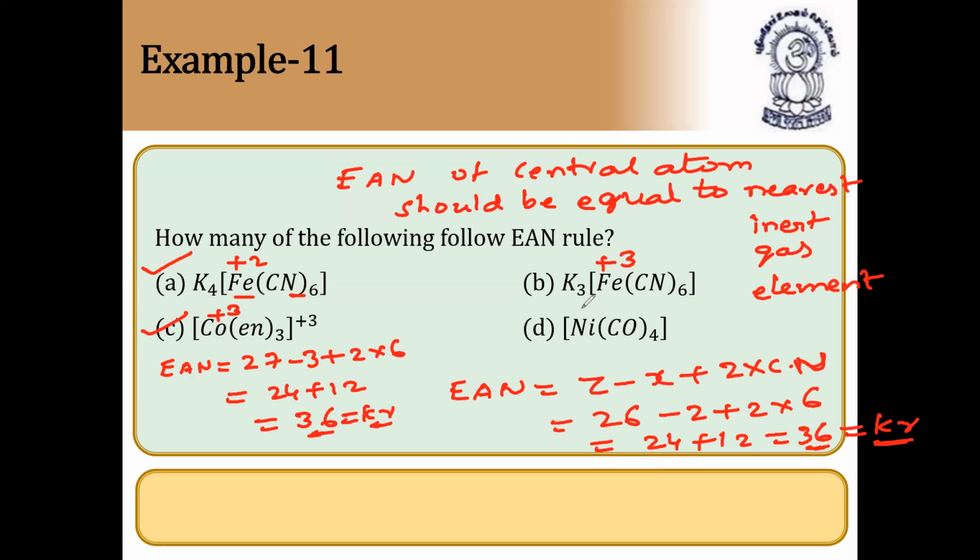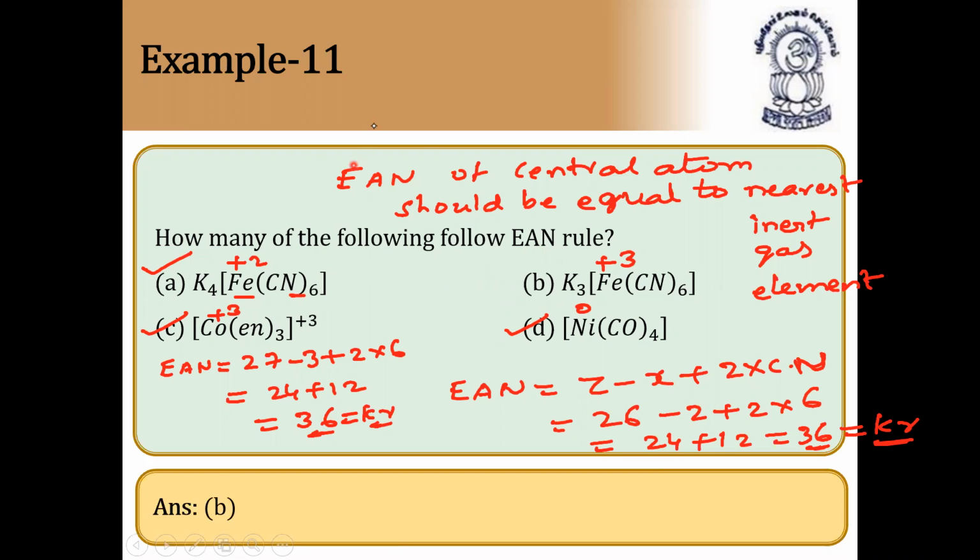And even for nickel, the oxidation state is 0. So 28 minus 0 plus 2 into 4, that is 8. 28 plus 8, 36. So even this we can take into consideration. So the right answer, we'll check now. It is option B only that they have given. How many follow the EAN rule?